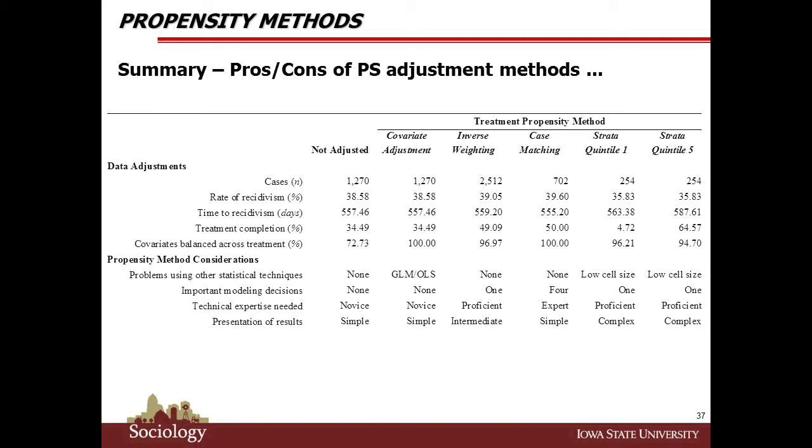In terms of the rate of recidivism, this is the original data. The covariate adjustment doesn't change that. The inverse weighting increases it a little bit. And then for treatment completion, what we say it balances is that we should have half and half: 50% completed, 50% did not complete. One of the advantages of the inverse weighting is that it balances the number of cases between the treated and non-treated groups.